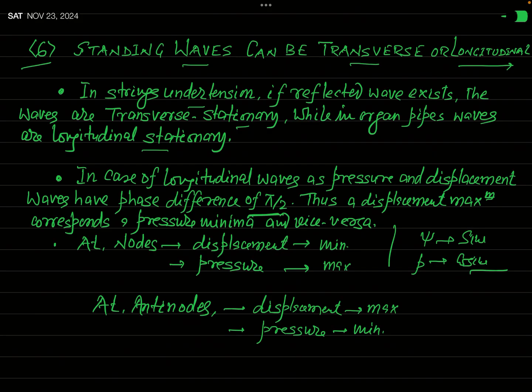And if the phase differs by pi by 2, what will happen? We have just seen that in case of a displacement wave, at a nodal point displacement is minimum. But when you talk about node formation in case of a pressure wave, you have to say that at the nodal points pressure is maximum. It means the point where displacement is minimum, pressure will be maximum. Similarly, at antinodes, displacement is maximum, but in the pressure wave, at the antinode pressure will be minimum. In fact, when I prove that the phase difference between the pressure and displacement wave is pi by 2, this fact will be more clear to you.